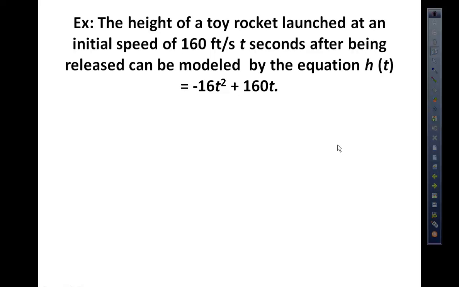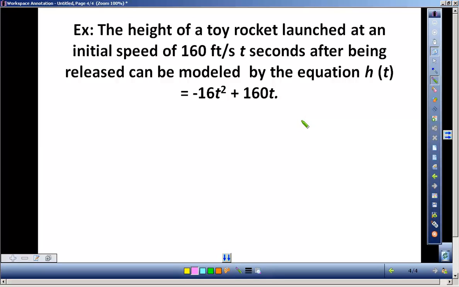So let's look at a problem. The height of a toy rocket launched at an initial speed of 160 feet per second, t seconds after being released, can be modeled by the equation h of t equals -16t squared plus 160t. There is a reason I love quadratic word problems, and the biggest reason is they give me the equation. Guys, last unit you were so stressed out by those systems of equations because you had to write the equations.